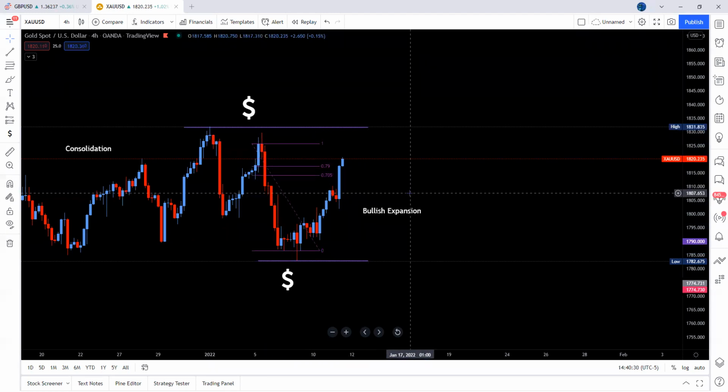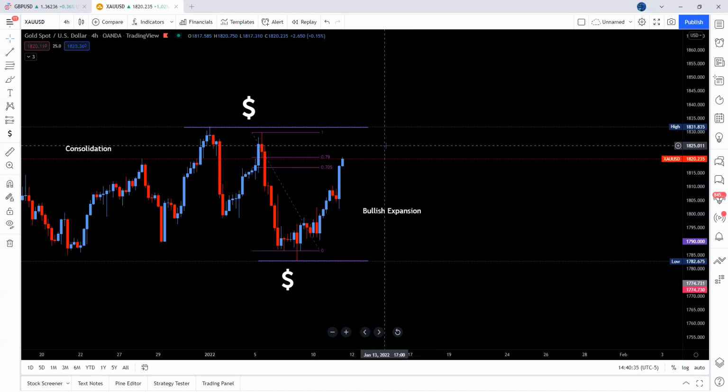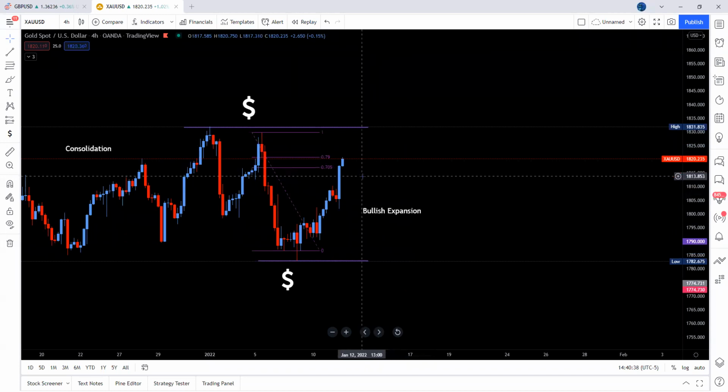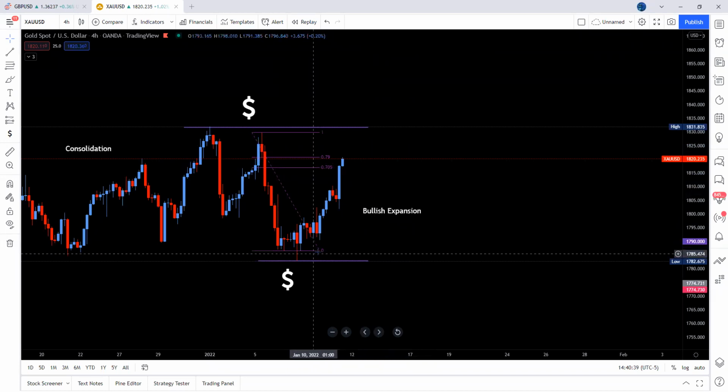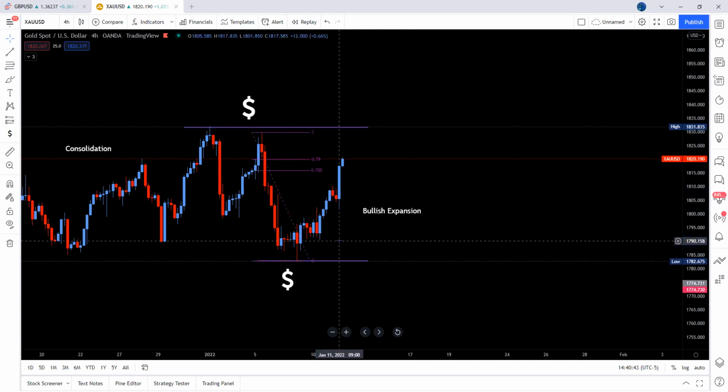Okay, now it has actually crossed the 0.79%, if we put it from wick to wick. Actually, the wick is all the way down here. And it really doesn't matter. That's a preference, depending on how you place your fibs, by the way. It doesn't matter. It's a preference, right?